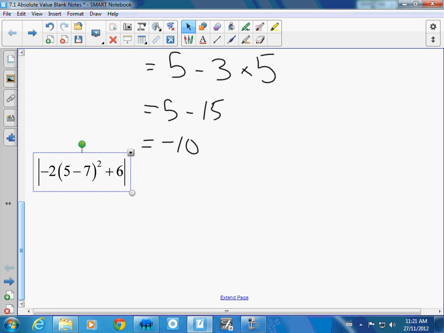Okay, try the next one on your own. Give it a shot. Now, guys, if you notice, just stop. Look at this holistically, the big picture. What are those absolute values? They're on the outside. So no matter what you get, it's going to be positive. Think about that as you do the question.